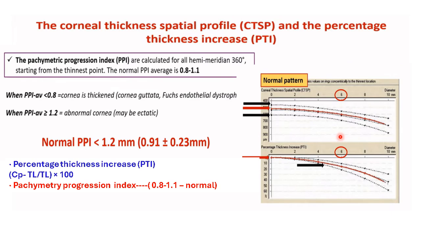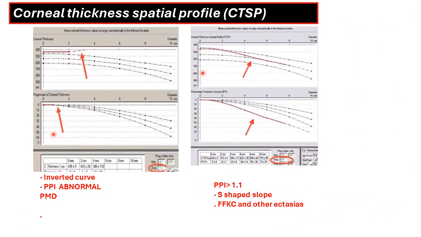So this is in brief the importance of the Biomechanics map and the different displays that we can extract, like the corneal thickness spatial profile and percentage of thickness increase. Here are some examples of the corneal thickness spatial profile. As you can see in this example, the curve is going up for the patient, which indicates an inverted curve. This is usually peculiar for pellucid marginal degeneration.